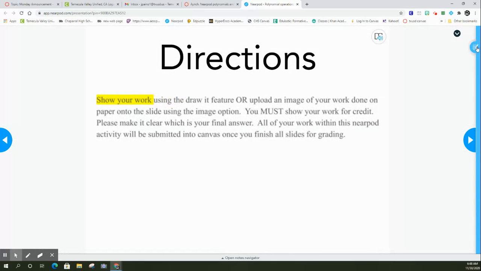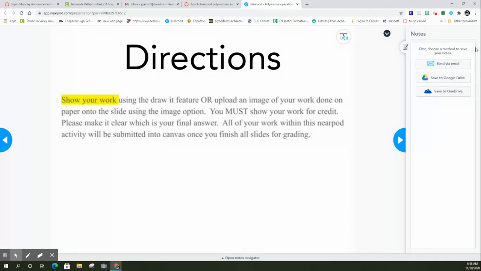Remember, if you want to take notes and have everything sent to yourself, remember to click here and have it sent to your Google Drive.